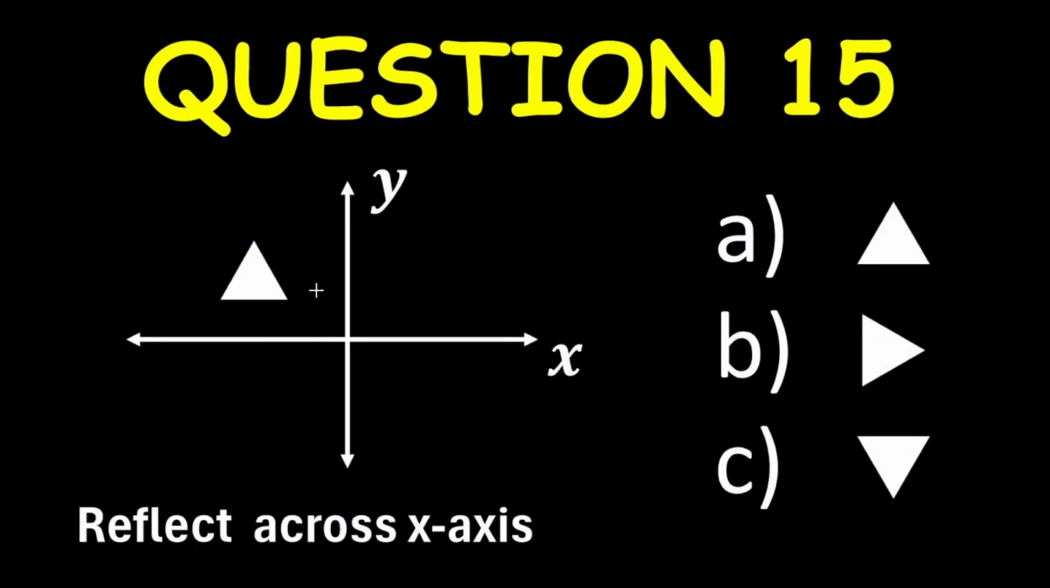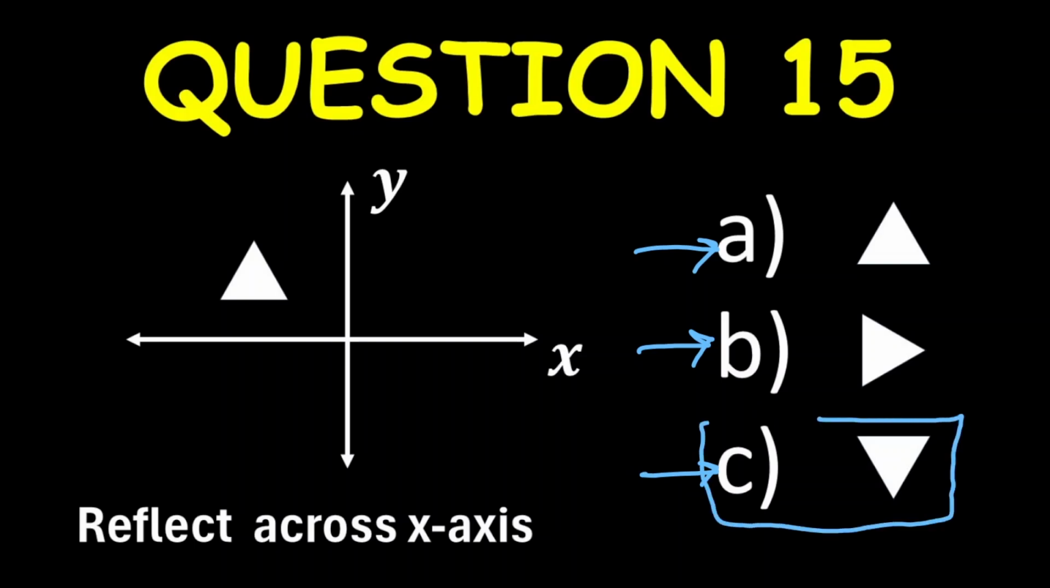All right, to the last question. Reflect this object across the x-axis. What do you get? Option A is this triangle facing upwards. Option B is the triangle rotated to the right. Option C is the triangle facing downwards. The correct answer is C.